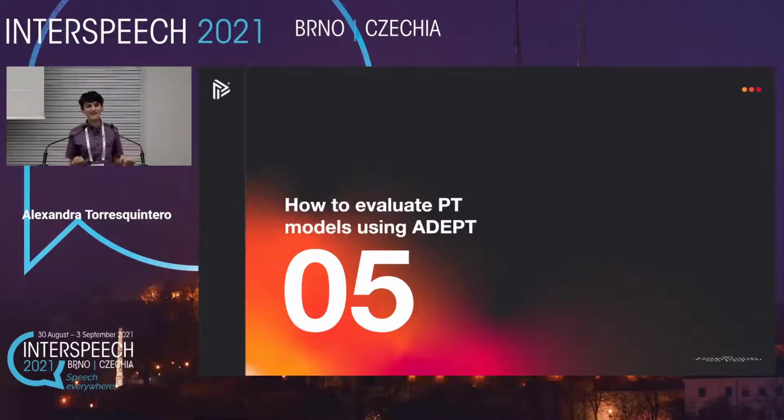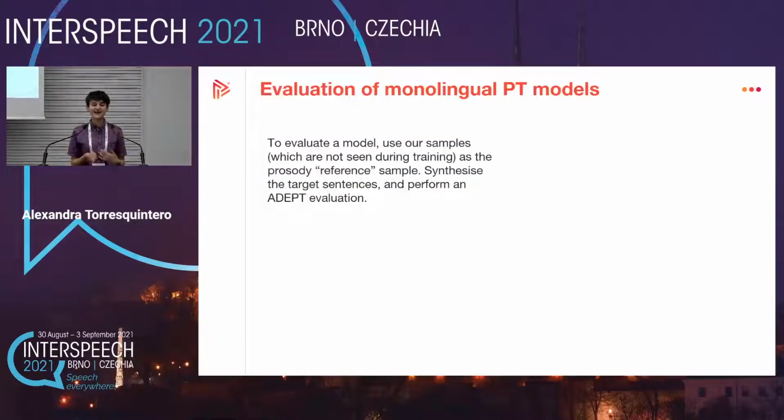So I think this is what we've all been waiting for. How do we actually evaluate prosody transfer models using ADEPT? It's actually quite simple. Basically, we have released the samples online. I'll show a link at the end. But you can use these samples as your prosody transfer reference. So they are not meant to be seen during training.